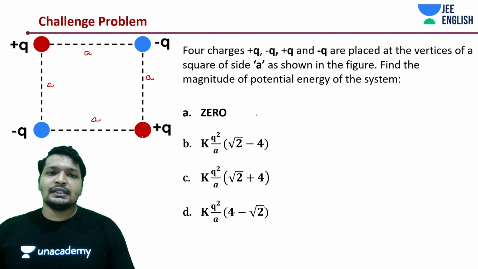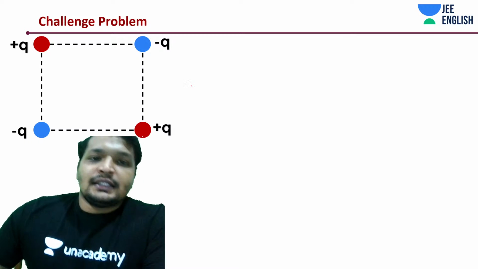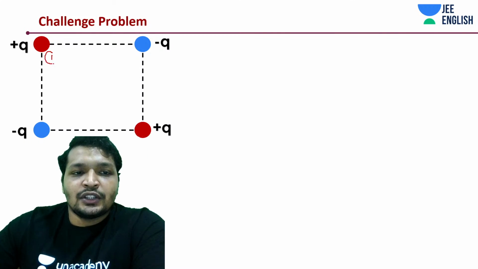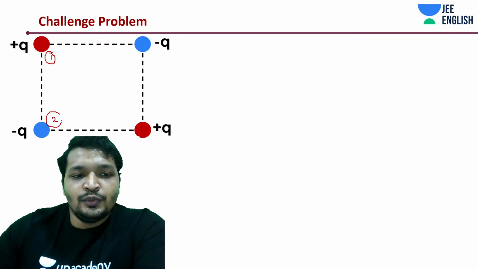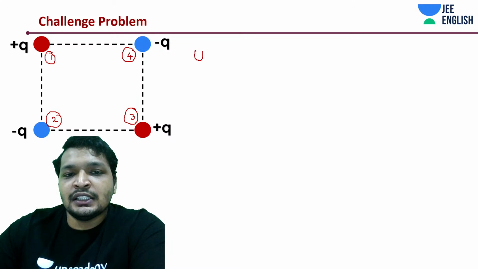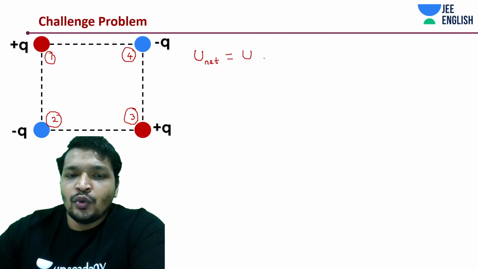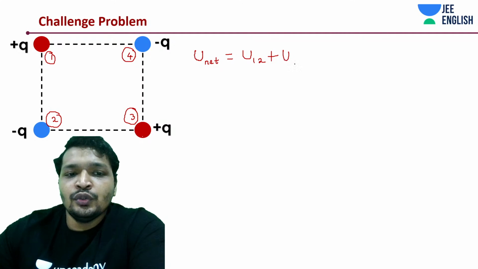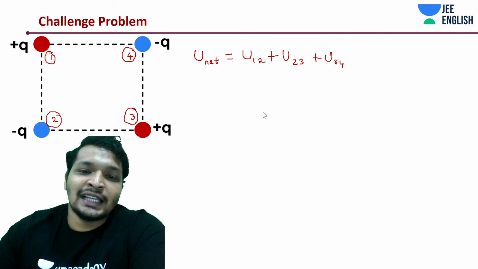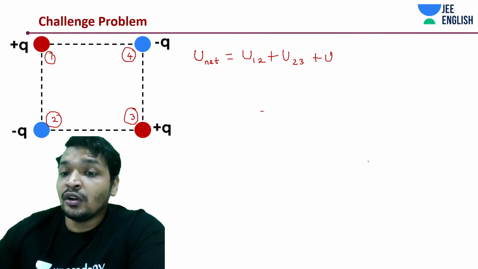Let's do a thing. First of all, guys, there is charge 1, this has charge 2, this has charge 3, and this has charge 4. If I ask you what is the net potential energy of the system, it's going to be U12 plus U23 plus U34. Of course, you're moving in a cyclic manner.